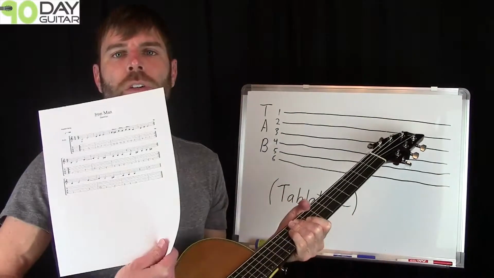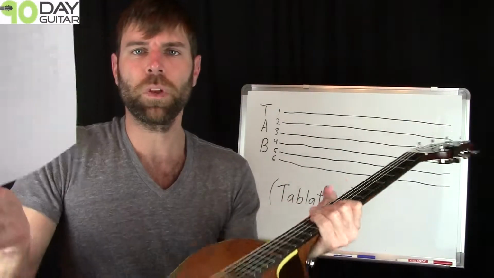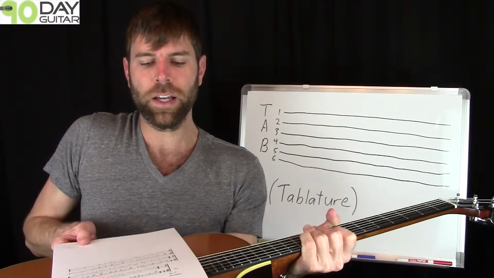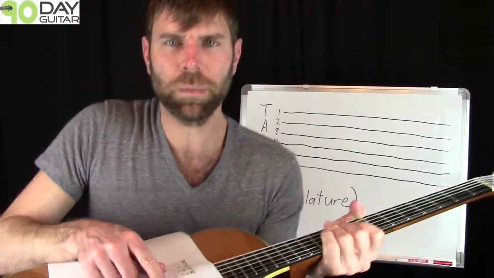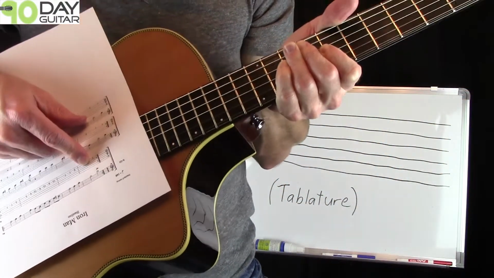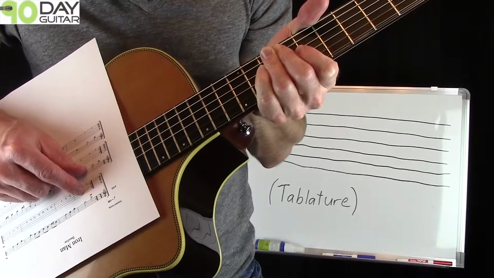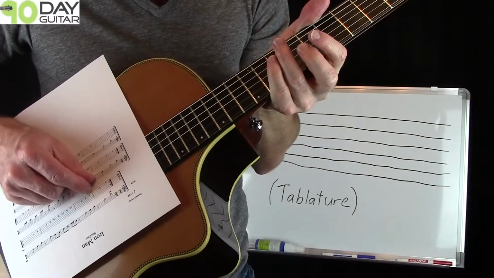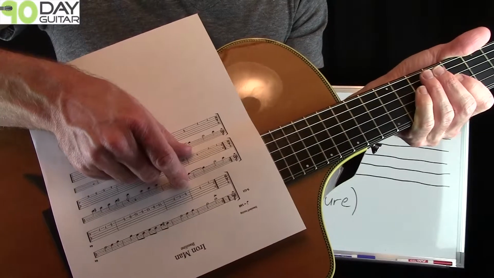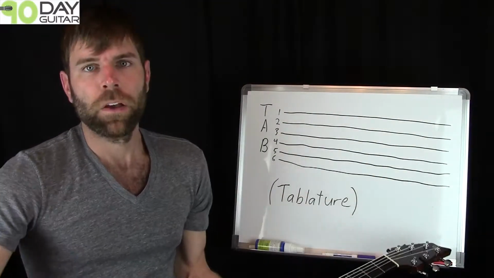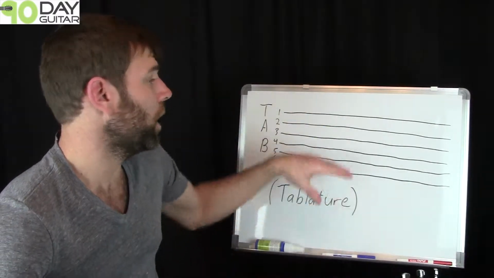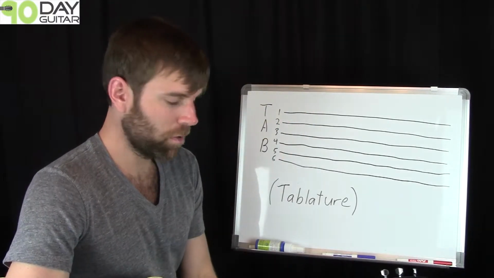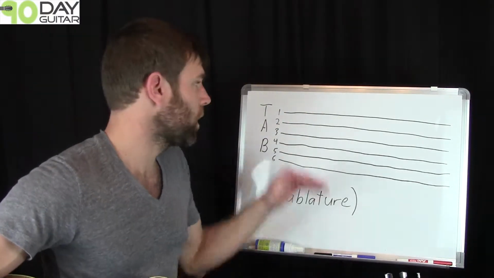But here I've got a little tab sheet. I take this tab sheet, lay my guitar in my lap, and look down at it like this, and the strings line up exactly how they should when you're looking down at your guitar. So the top line is going to be your first string. Looking at it on the page or on the screen, your first string, which is the highest pitch string, is going to be at the top.